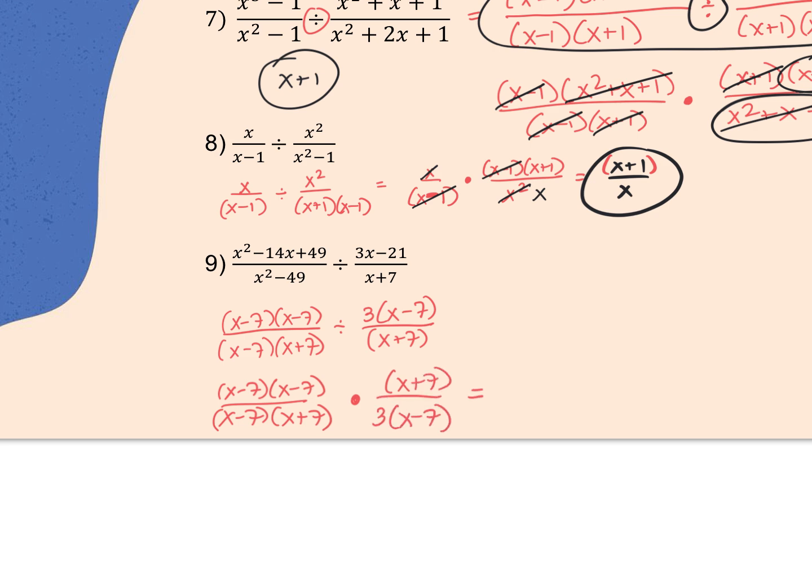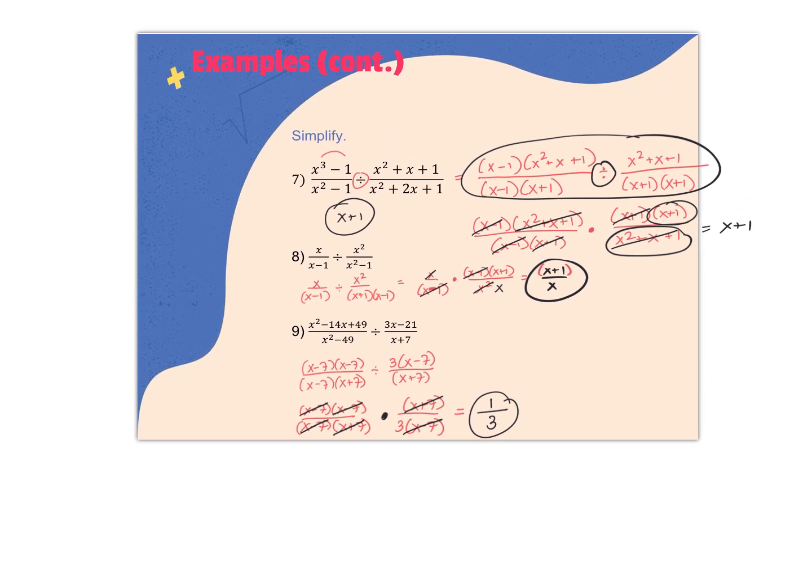And now that I did my stay, change, flip, now that it's a multiplication question, I'm now ready to cancel. So x minus 7 and x minus 7, another x minus 7 and x minus 7, x plus 7 and x plus 7. And notice that I'm left with nothing on the top, which is just 1, and a 3 at the bottom. And so my answer is 1/3.